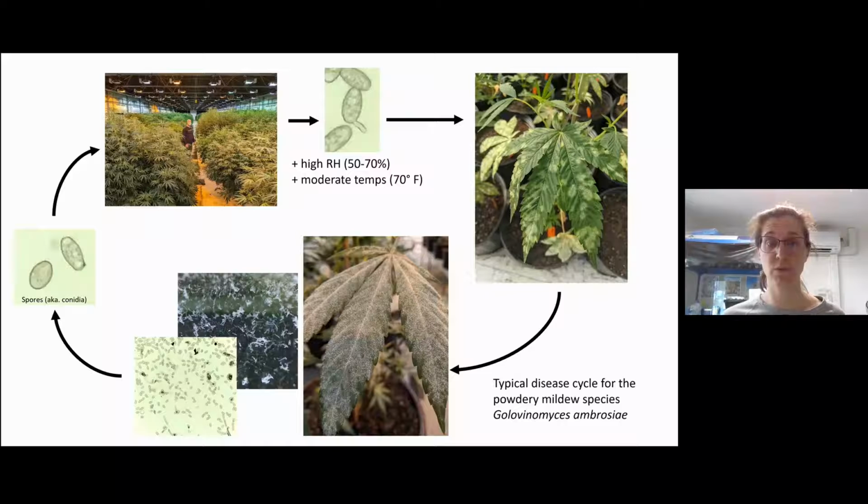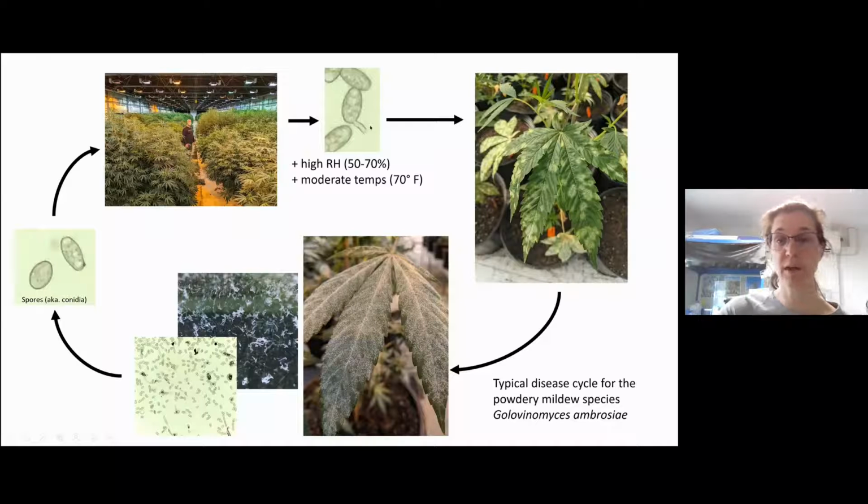Other fungal pathogens will require what's called free moisture on the leaves, so either a dewdrop or a droplet of water from irrigation. They require sitting in that water in order to germinate. Powdery mildew is different. It doesn't require any free moisture on the foliage surface in order to germinate. So they can germinate on a completely dry leaf under conditions of high relative humidity in the atmosphere.